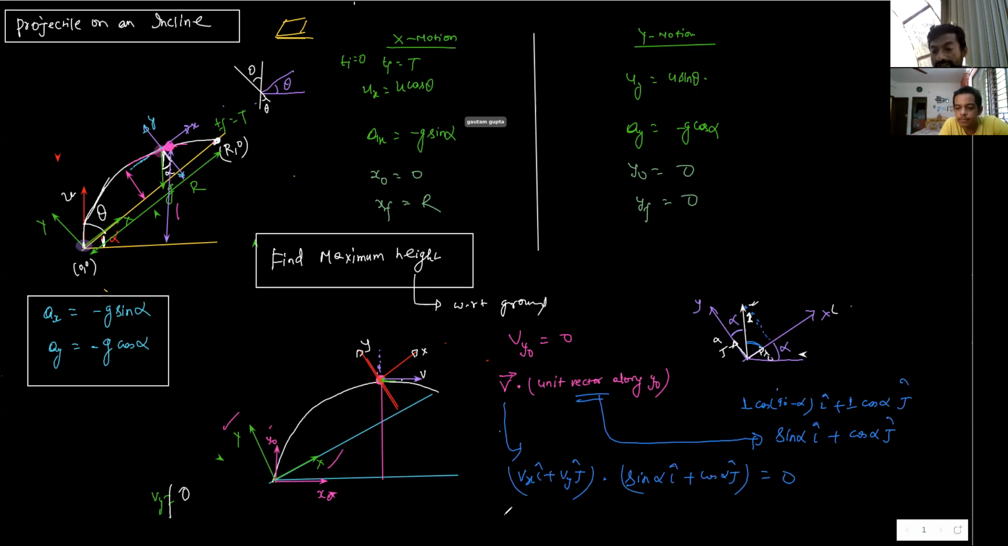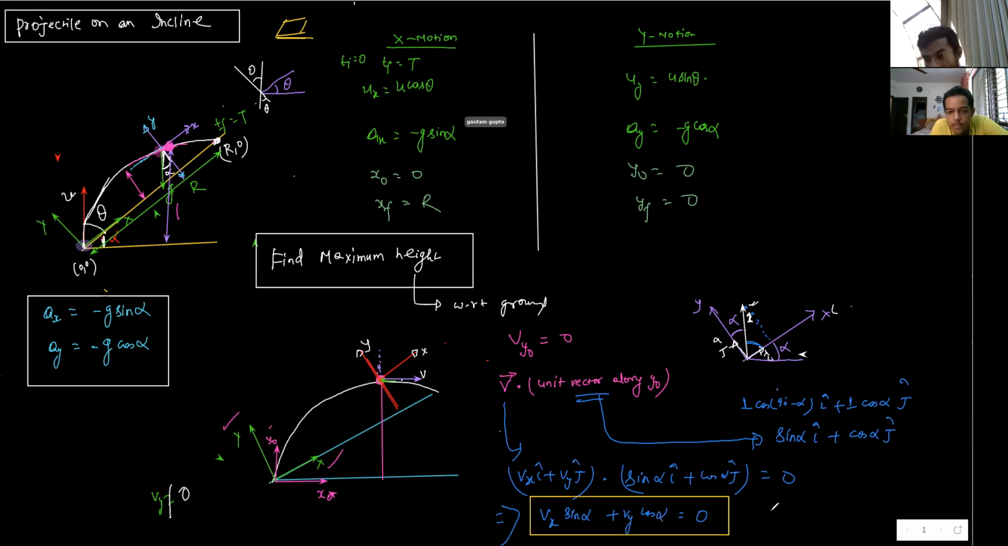So if you take the dot product, what will you get? You will get vx sin alpha plus vy cos alpha is equal to 0. So this is the condition: at maximum height, vx and vy will be related like this. So this means your vx is equal to how much? vx is equal to minus vy cot alpha.